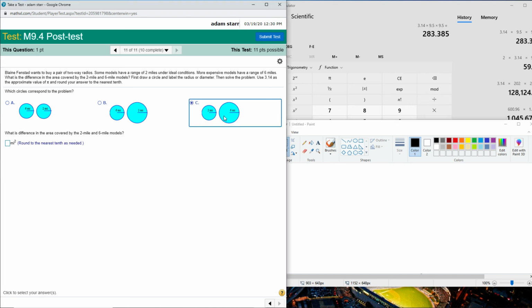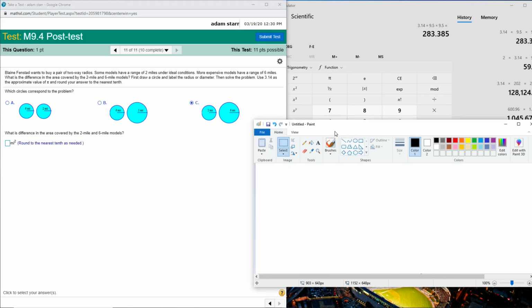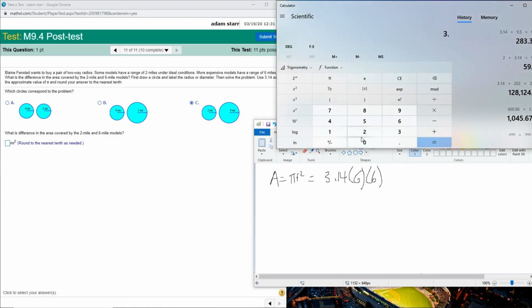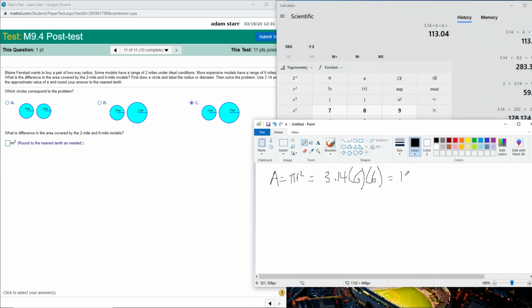Okay, and now it's asking for the difference in the area, which means I need to find the area of both circles and then subtract them. Okay, so I'm going to find the area of the bigger circle first. Okay, area is pi r squared. It says use 3.14. So I'm going to do the radius of 6 first. Find that area. So 3.14 times 6 times 6. And that's 113.04. Again, I'm not going to round until the very end. So I'm leaving that as is.